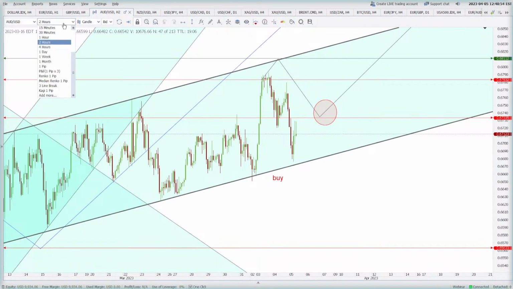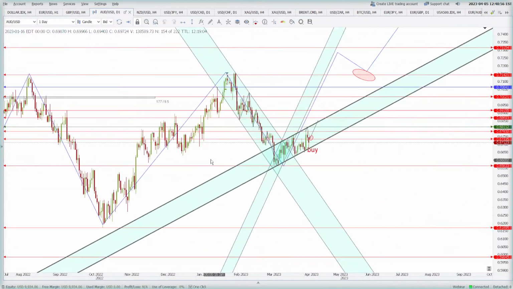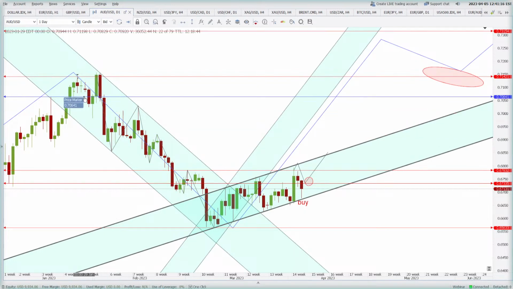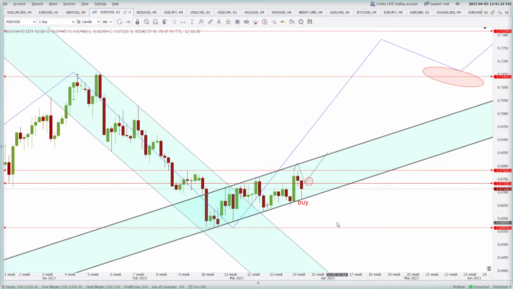The structure of the market on the daily is up. Now what do we need? Where do we need to go before we see a sell-off? There's so much clutter, guys. Let me take out all these levels which are not relevant. Also this. Also this. Now only this is relevant.